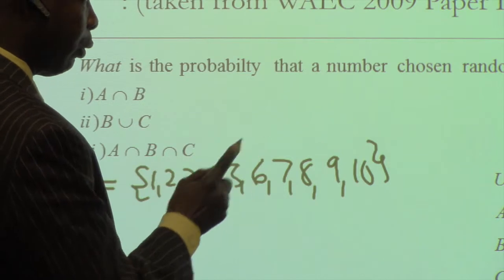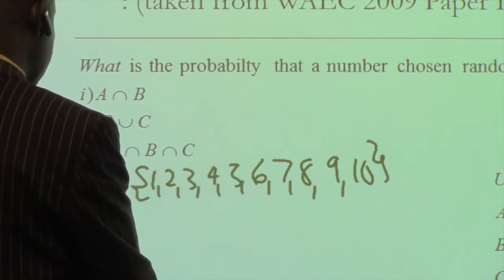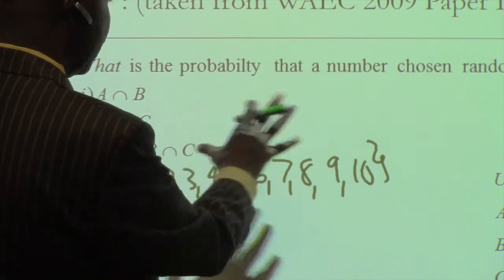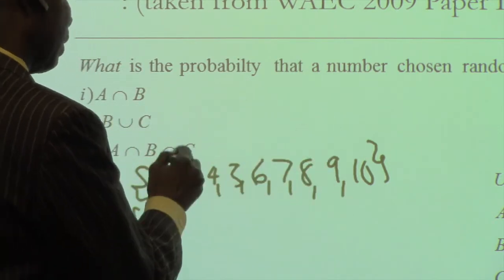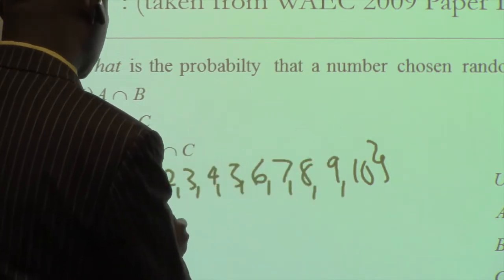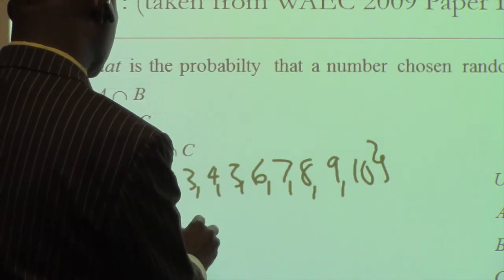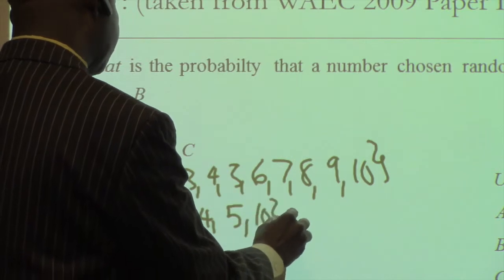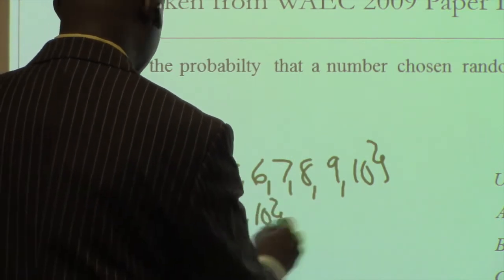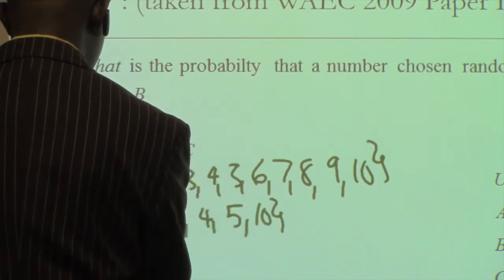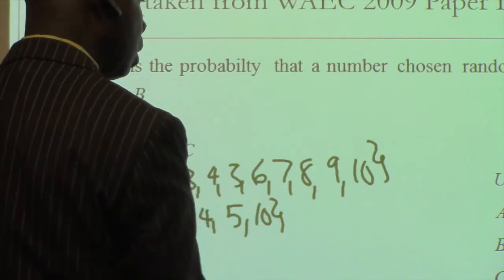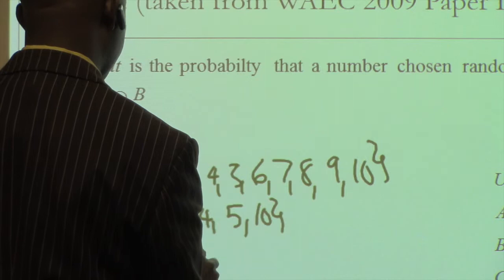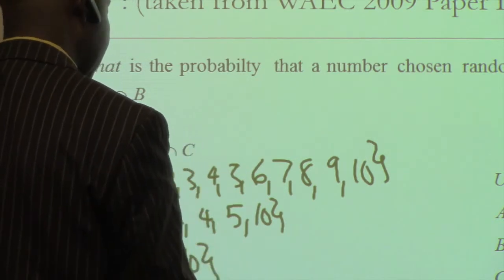And then let's go for those elements in set A. Now, A will be factors of 20 that are within this universal set. So what are the factors of 20 on this universal set? Those are the numbers that can divide 20. That would be 1, 2, 4, 5, and 10. Then we have B. B would be multiples of 5 on this universal set, which will just be 5 and 10.